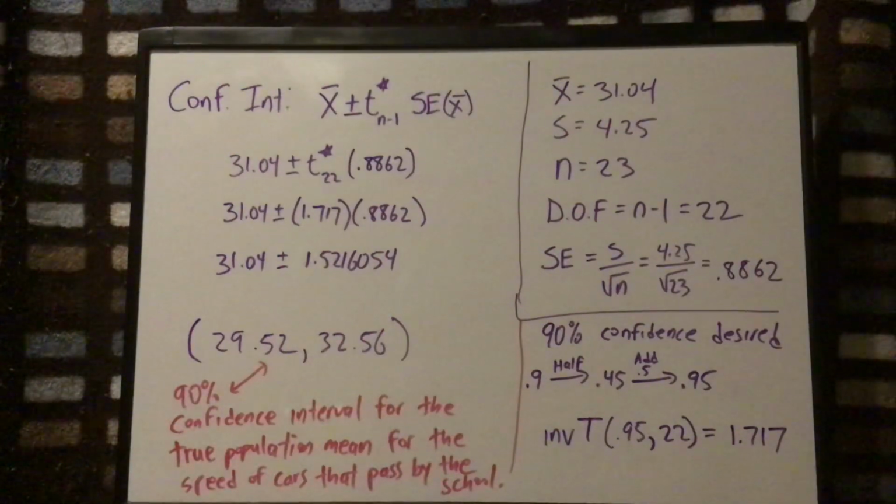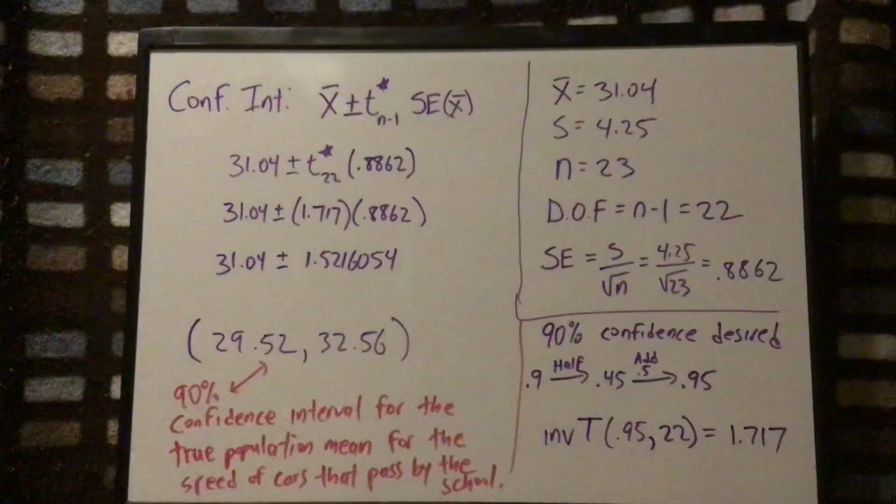So this is a 90% confidence interval for the true population mean for the speed of the cars that pass by the school. So our sample came out 31.04, but we're 90% confident the true mean of all cars that pass by the school, their true mean speed is anywhere from 29.52 to 32.56.